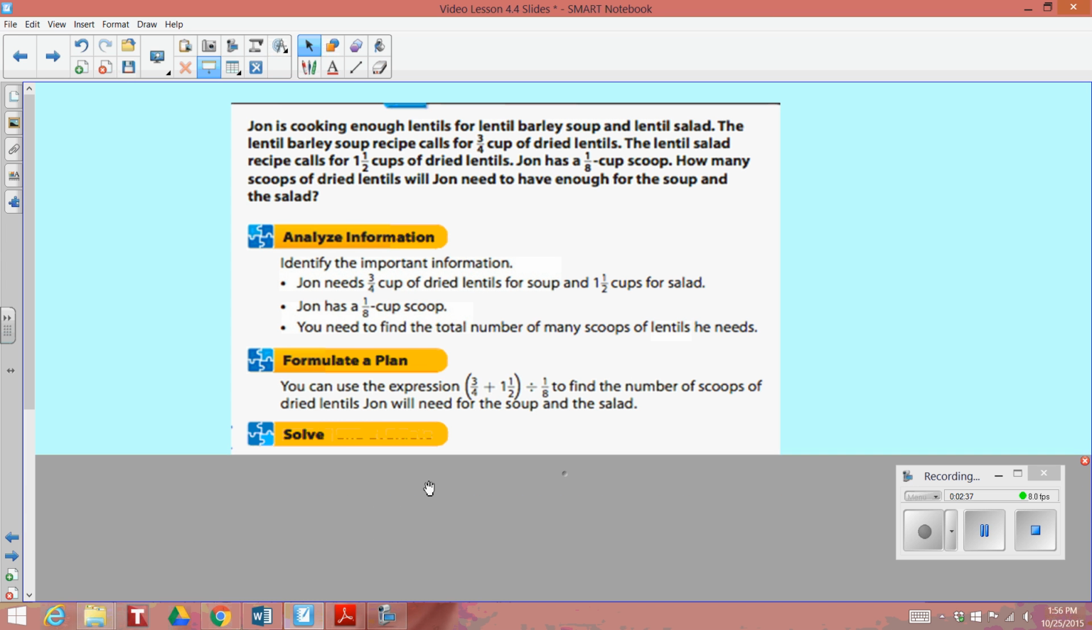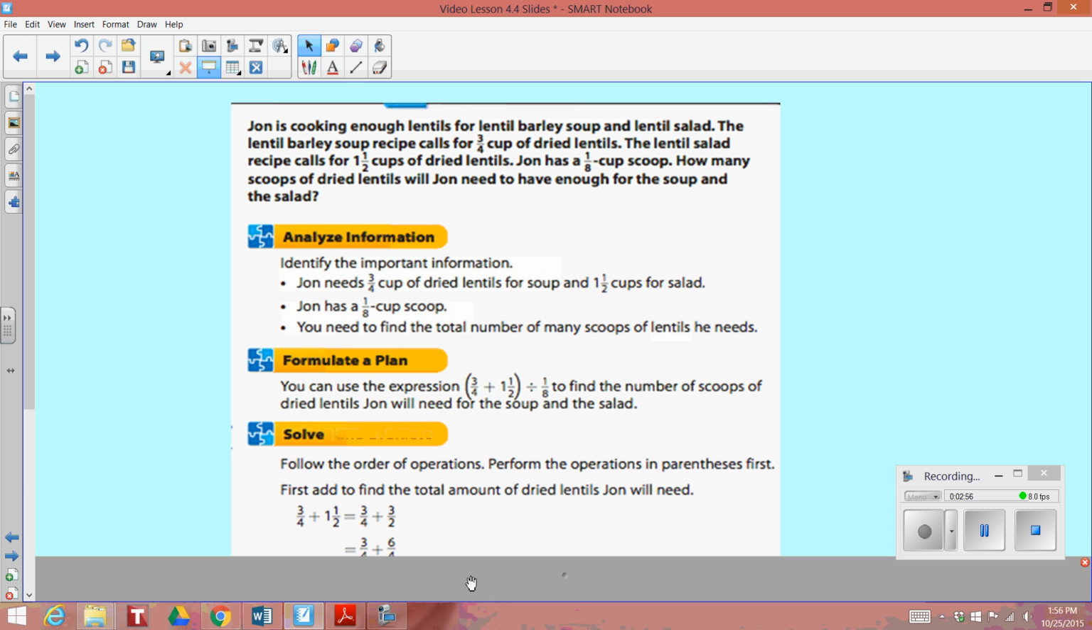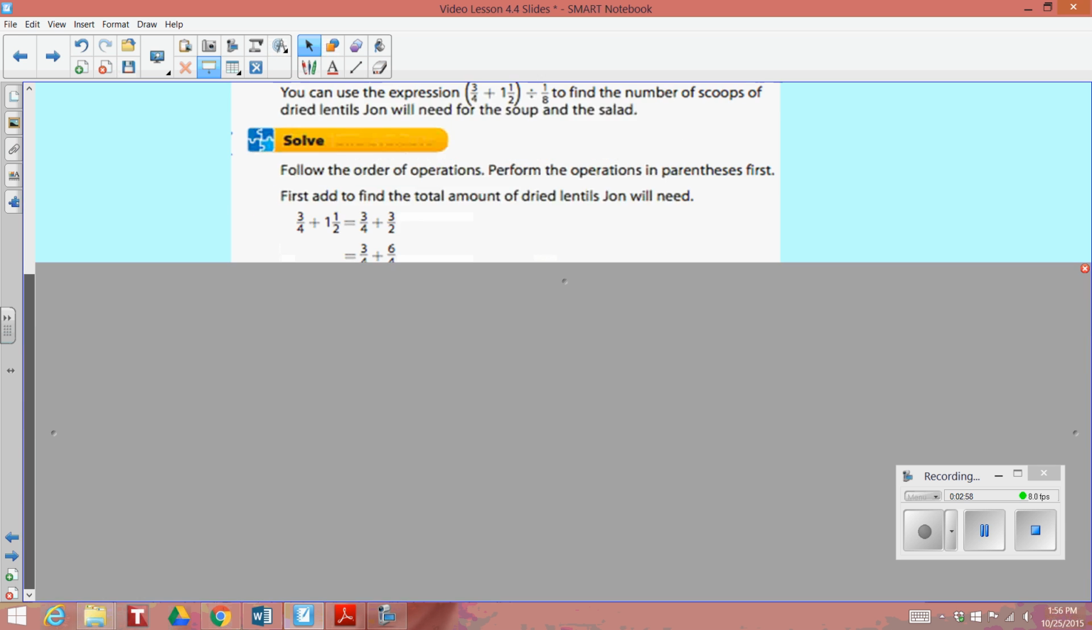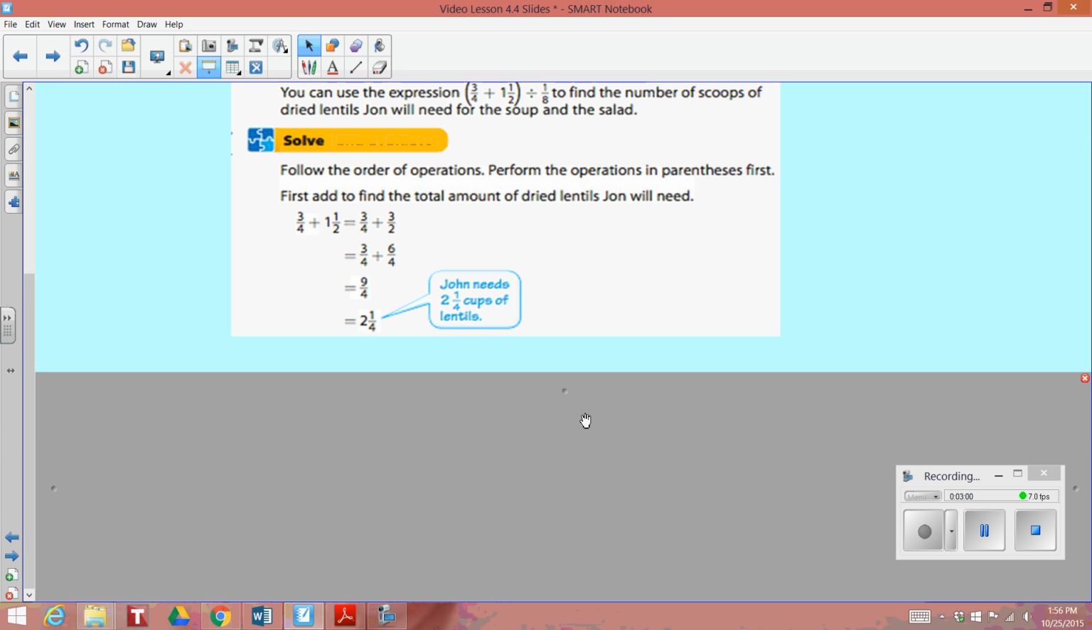When we're thinking of a plan, we can do it one of two ways. The way it's showing here is that you can add 3/4 and 1.5 to get the total amount of lentils he's going to need. Then you can divide it by 1/8. And then you'll see in total how many scoops he would need. So let's look at how it was solved.